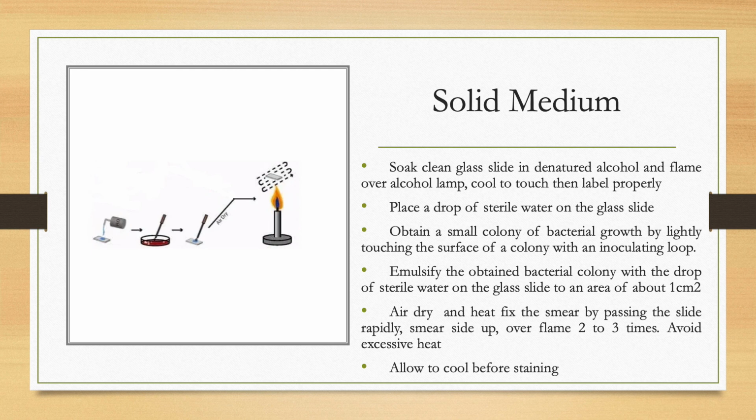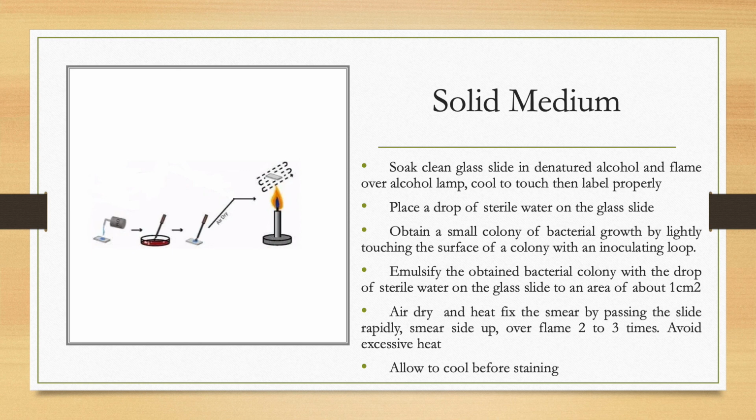Now for the process of creating a smear using a solid medium. The first thing you need to do is soak a clean glass slide in denatured alcohol and set the slide aflame by passing it over an alcohol lamp. This causes the alcohol on the slide to burst into flame, essentially sterilizing the slide. Then you need to cool the slide down until you're able to touch it and then label it properly. After that, place a drop of sterile water on the glass slide.